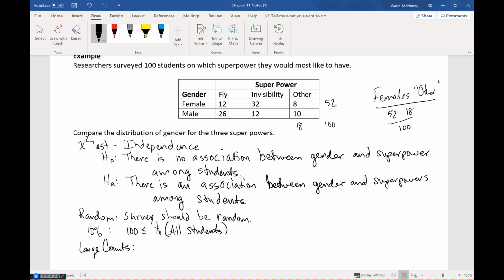As part of the large counts check, we're doing one component of the large counts condition to make sure you know how to do it, and then we're going to let the calculator do it. What'd you get? 9.36. So we expect 9.36 females to say they prefer the superpower other. We observed 8.